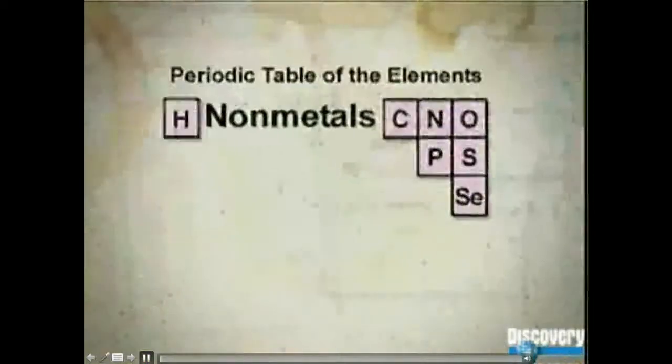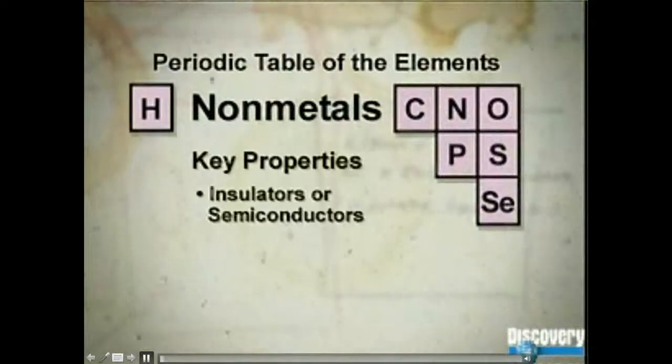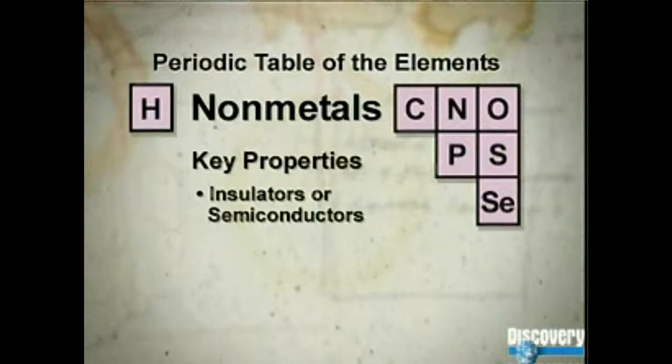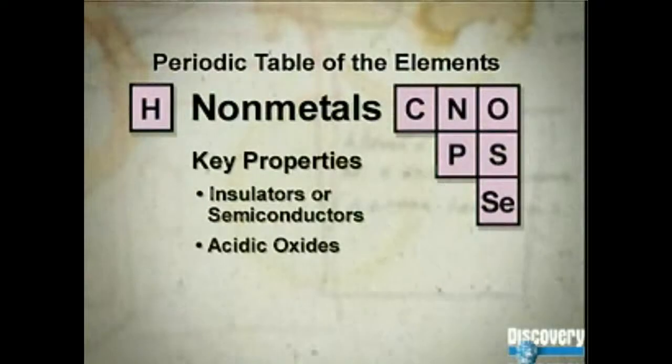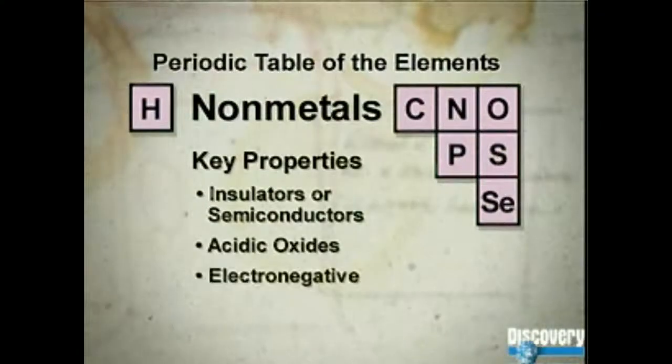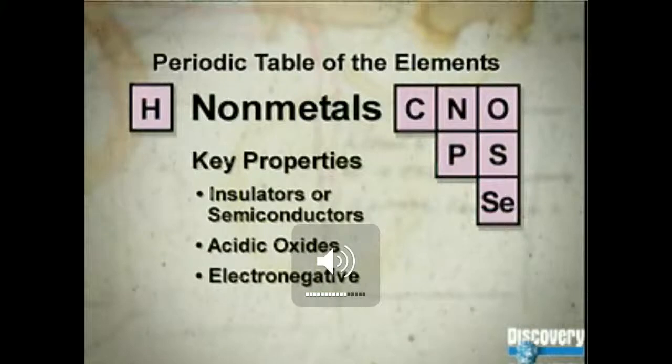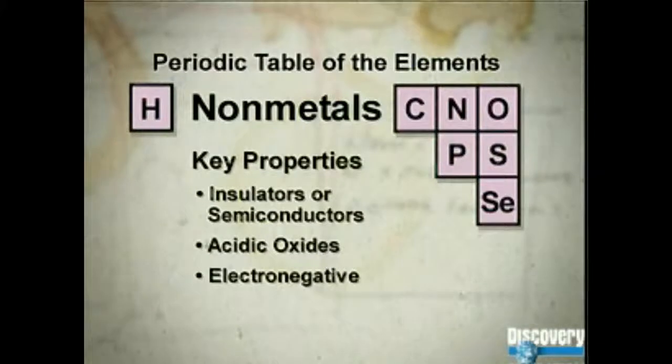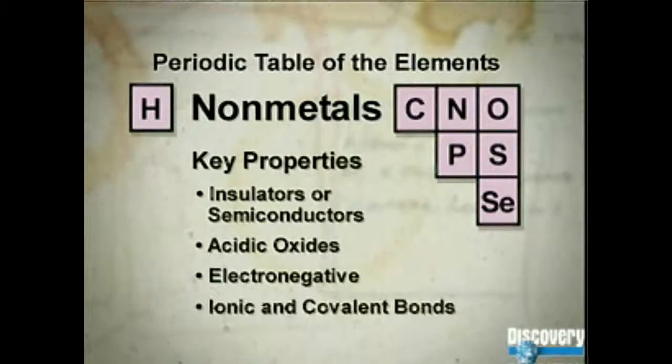Nonmetals are insulators or semiconductors, and their oxides are acidic. They are highly electronegative, meaning they will gain electrons instead of losing them. Nonmetals form ionic bonds with metals by gaining electrons or covalent bonds with other nonmetals.